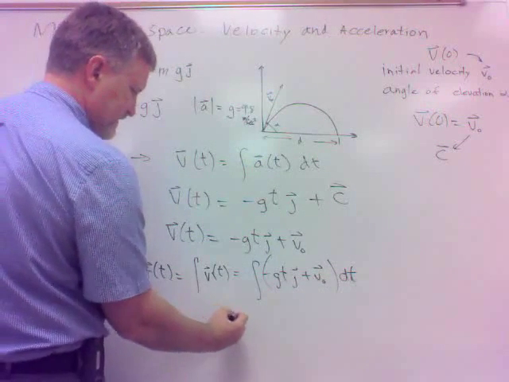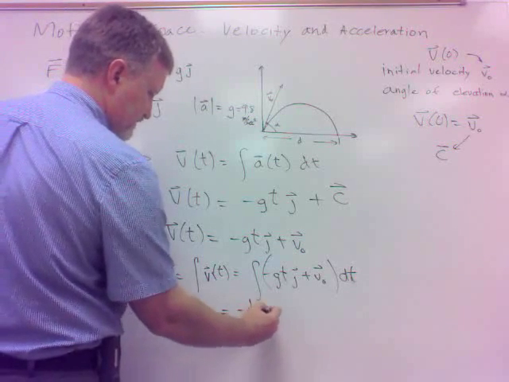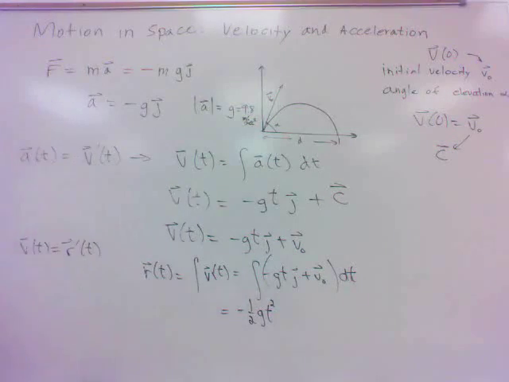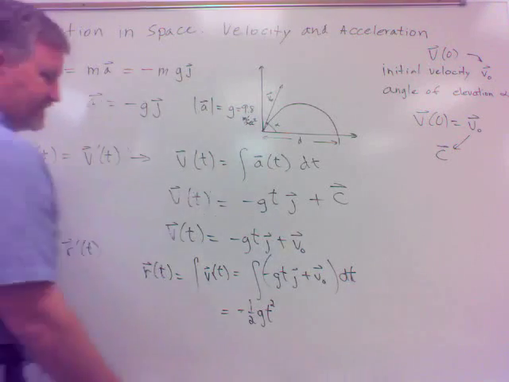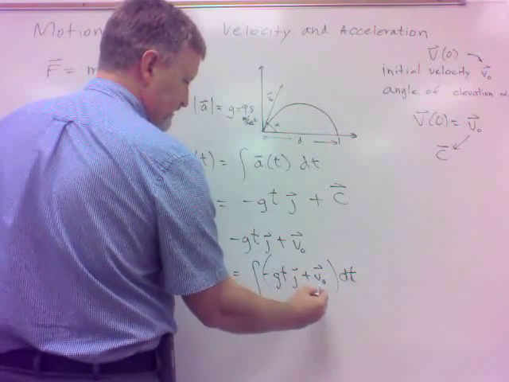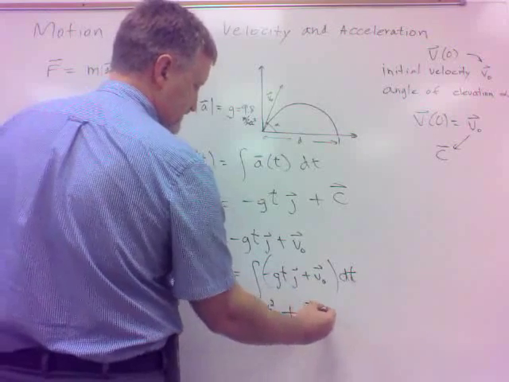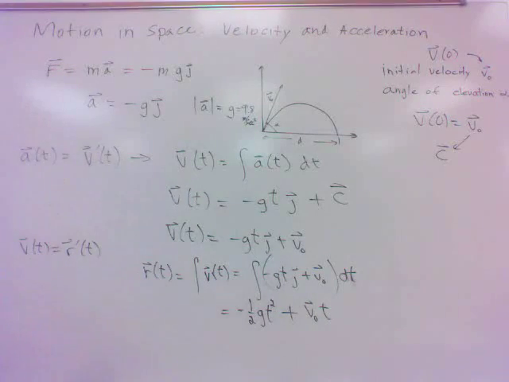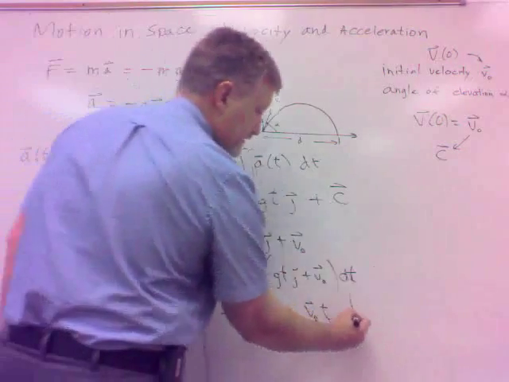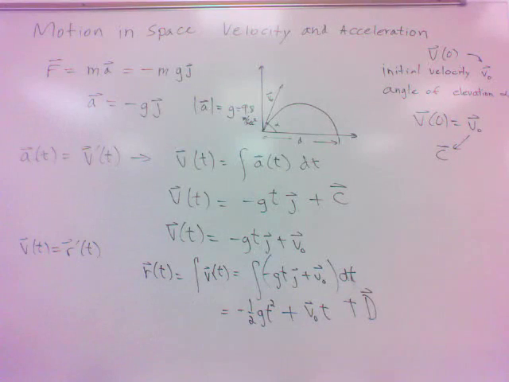So what does that give us? Negative 1/2 gt squared. You may have seen that before. It just comes from a little bit of calculus here. Plus the integral of that would just be v0t, v sub 0t, because we're integrating with respect to t. It's just a constant vector. And then plus our constant vector for that integral.